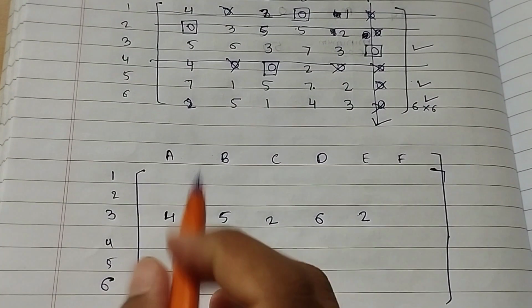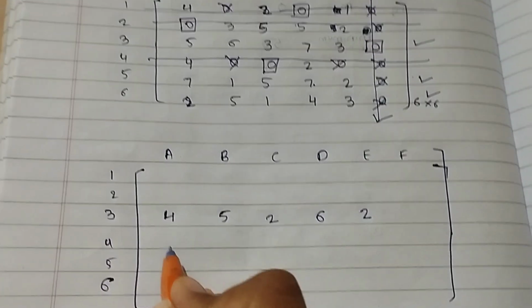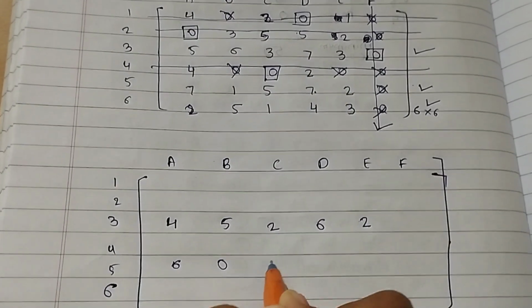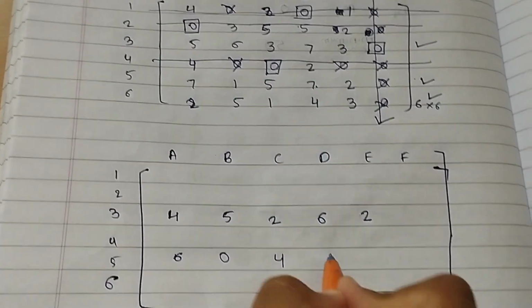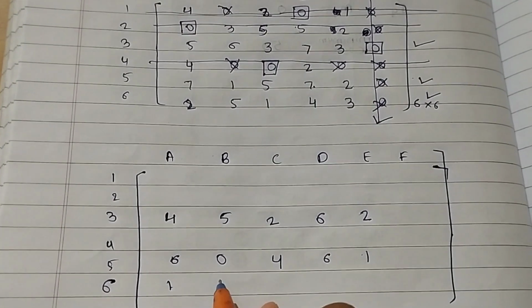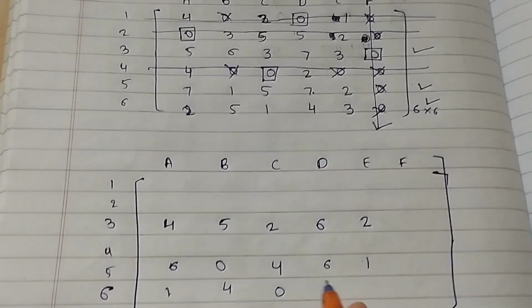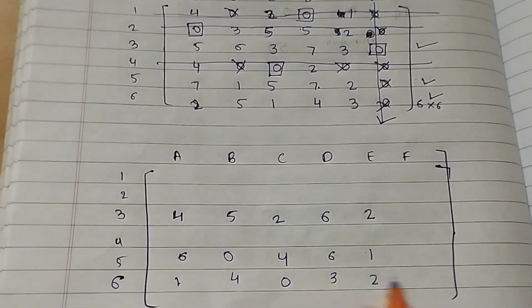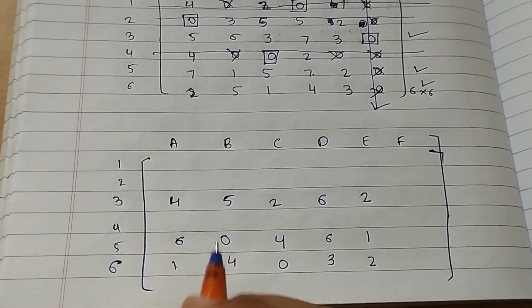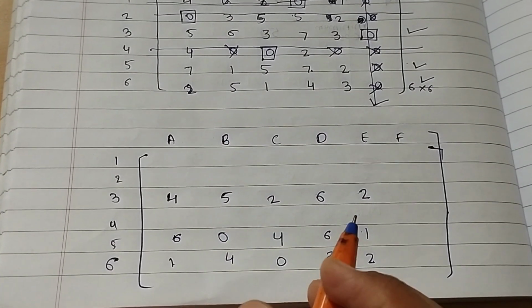We perform the operation only on the uncovered elements. Here 6, 0, 4, 6, 1, 4, 0, 3 and 2. So the first step is completed: we subtract the smallest value from the uncovered elements.